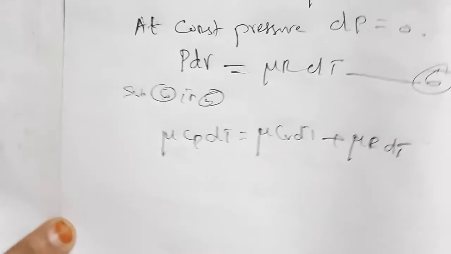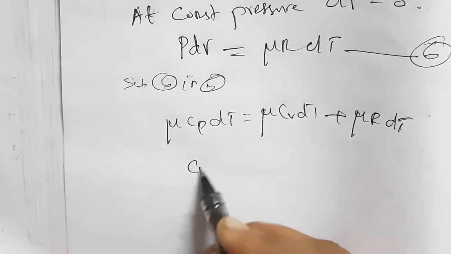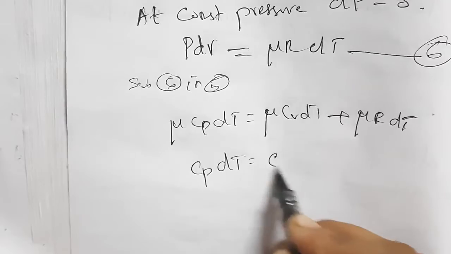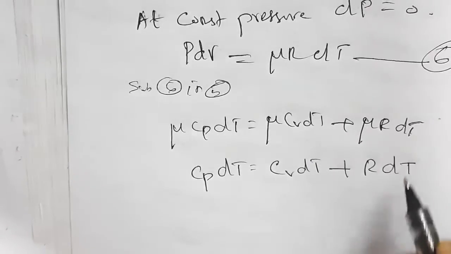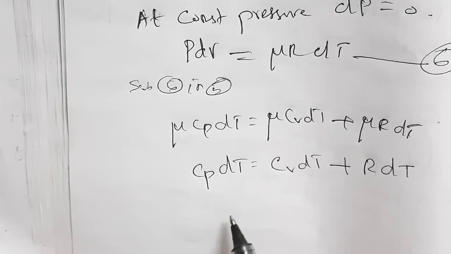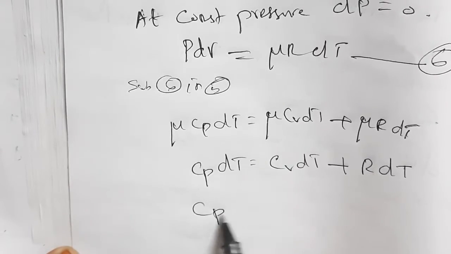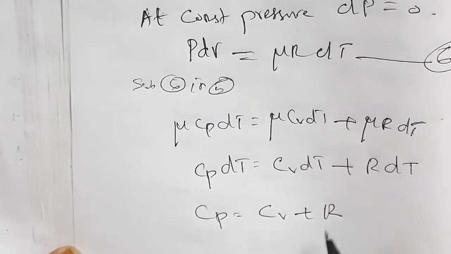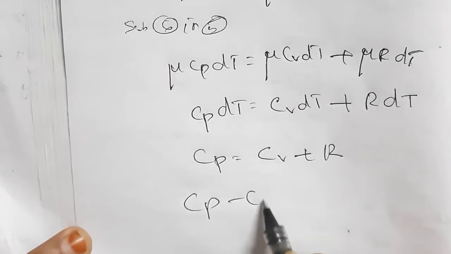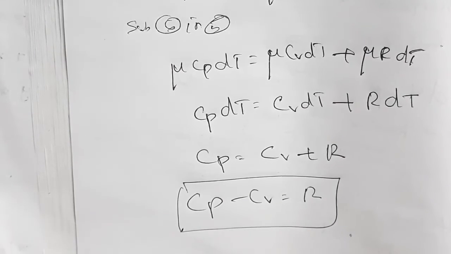Everywhere the mole number mu is there, so it can be cancelled. We can write Cp dT is equal to Cv dT plus R dT. Again dT is common on both sides, so we can cancel dT and we get Cp is equal to Cv plus R, or Cp minus Cv is equal to R. This is known as Meyer's relation. Understand?